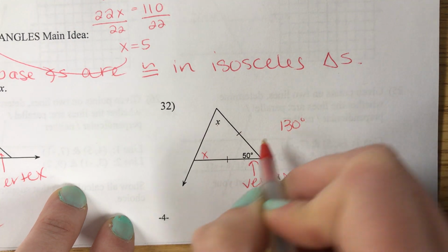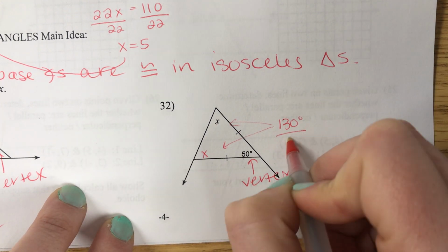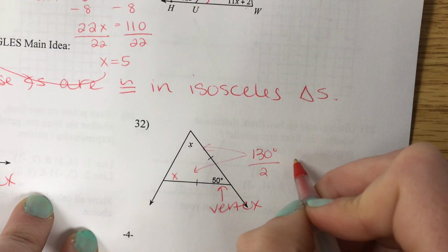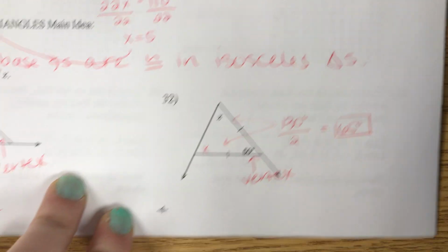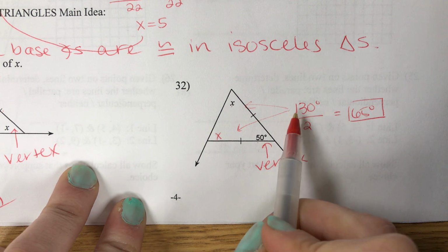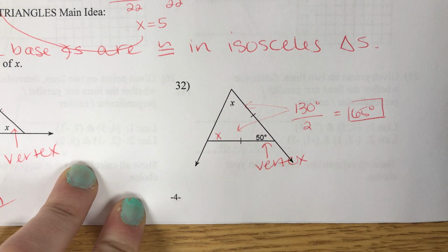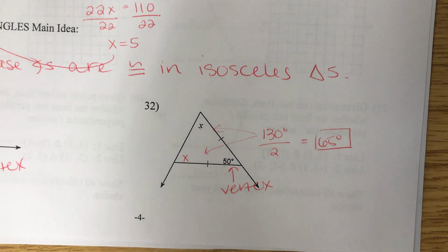Then take the remaining degrees and split them evenly between these two angles. So you could do 130 divided by 2, and I think that's going to get you about 65 degrees each. So whether you do an algebraic equation or just think through it logically, knowing that you only have 130 after you take away the 50 from the vertex angle, it doesn't really matter. Okay, so flipping on to the next page.